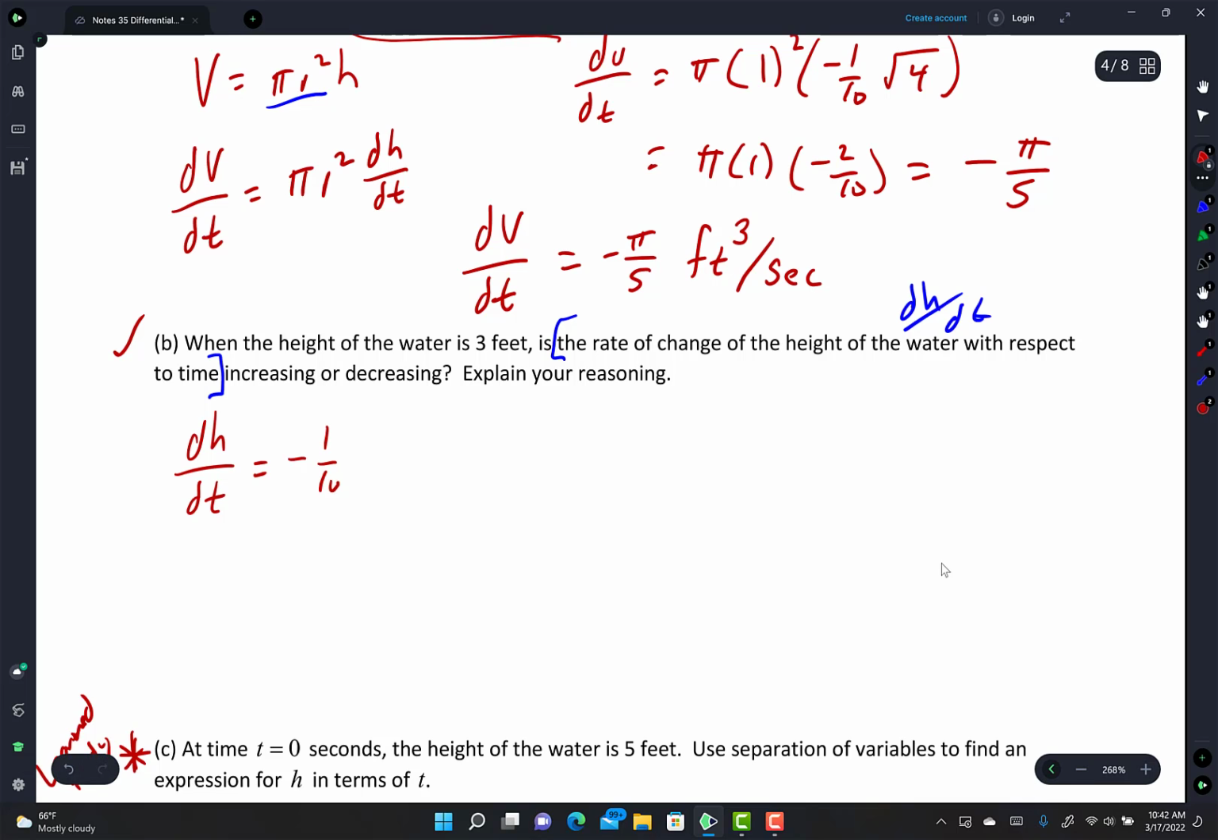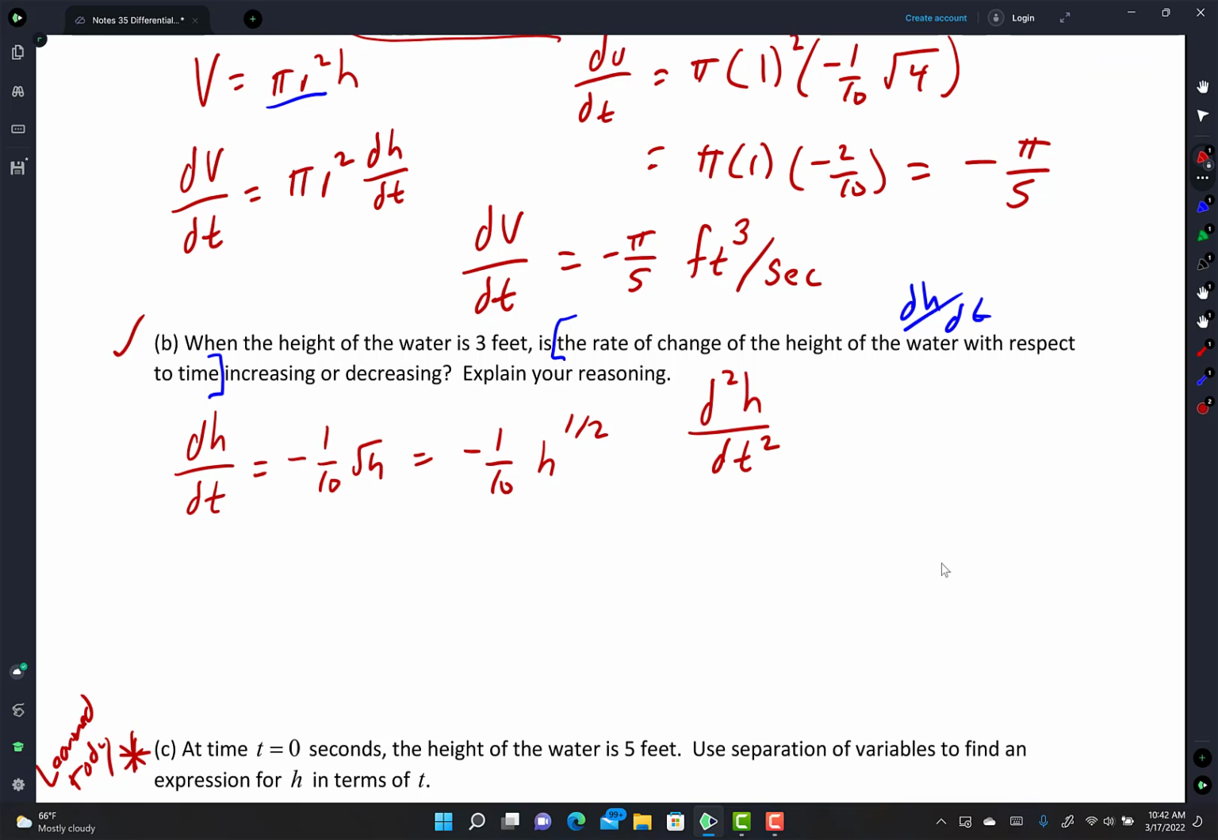Okay, so negative 1/10 square root of h. I'm going to rewrite it: negative 1/10 h to the half. Here I am about to take the second derivative, d2h over dt squared. What is negative 1/10 times a half? Negative 1/20th, and then I'm going to subtract 1 from the half, so h to the negative half.